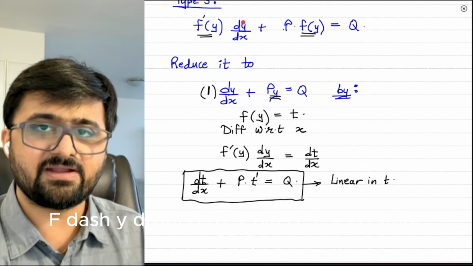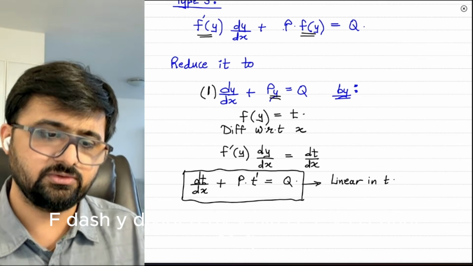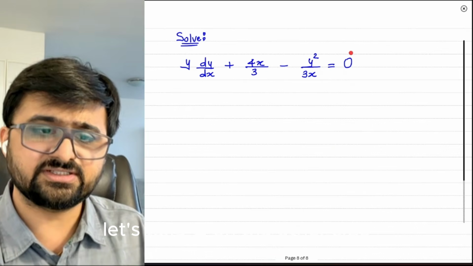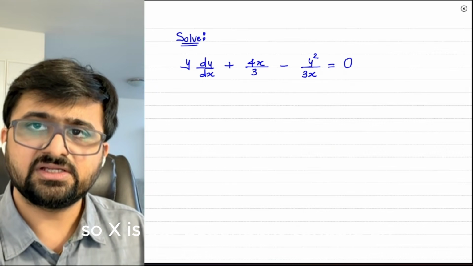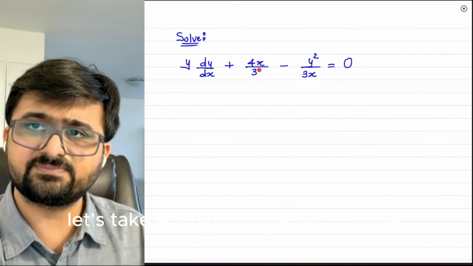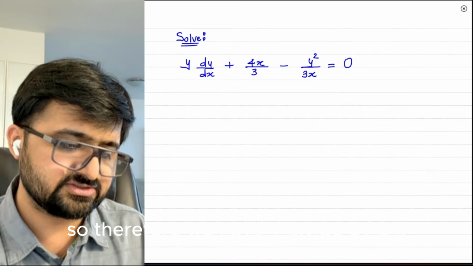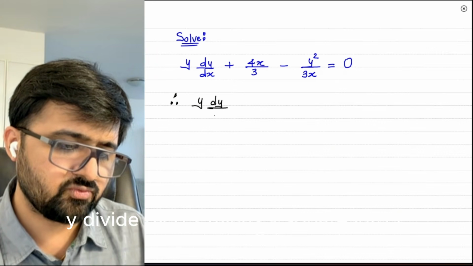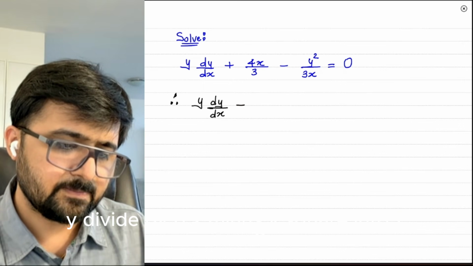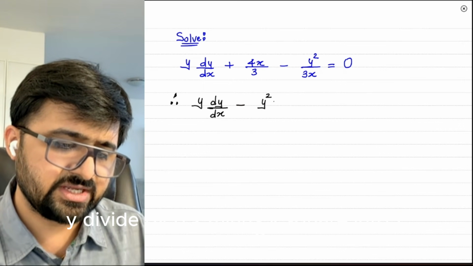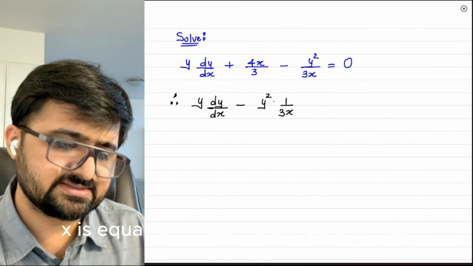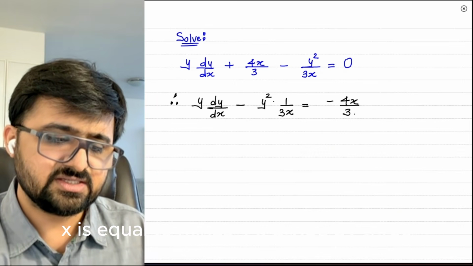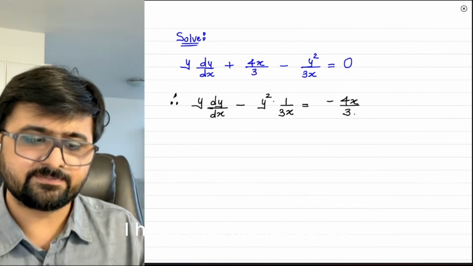So it's of this type: f'(y) dy/dx plus p f(y) is equal to q. So let's take q on the other side, since x is our independent variable. Let's take 4x divided by 3 on the other side. Therefore, we have y dy/dx minus y^2 times 1 over 3x is equal to minus 4x divided by 3. I hope that makes sense.